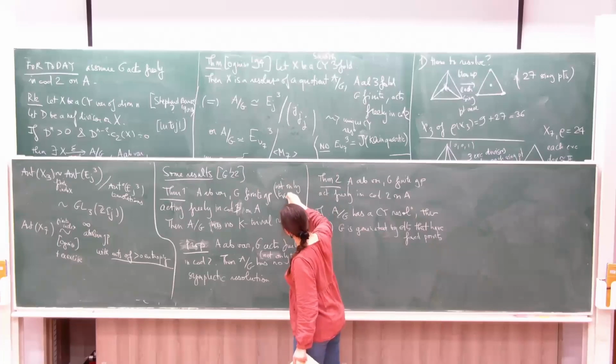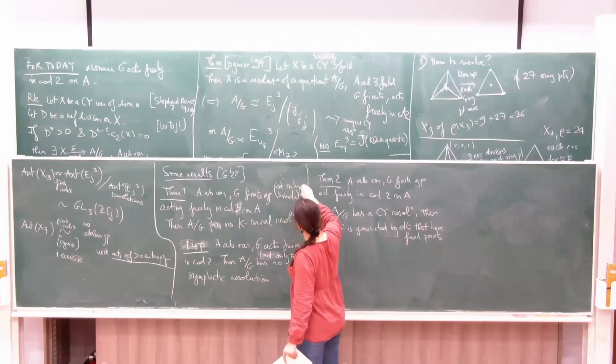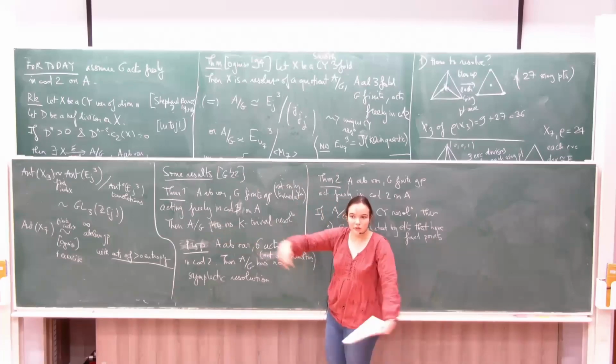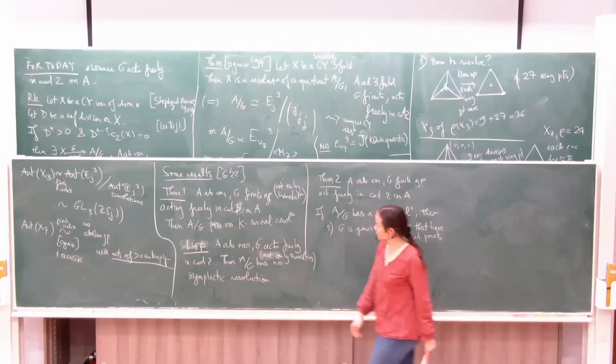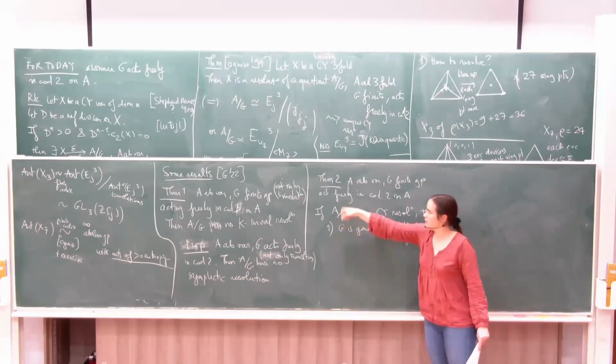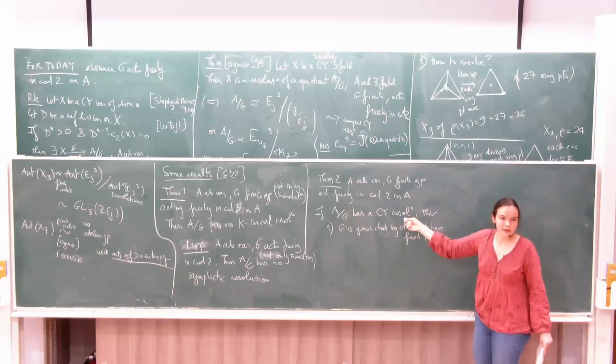Yeah, thank you. You could say if A mod G has a K-trivial resolution, then A mod G is smooth and it's an abelian. Here you don't need to put it because, if you put only translations, then it's an abelian variety, so it's not Calabi-Yau. So here you don't need to put it.